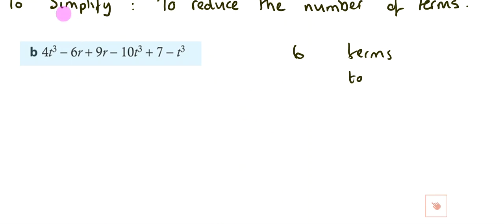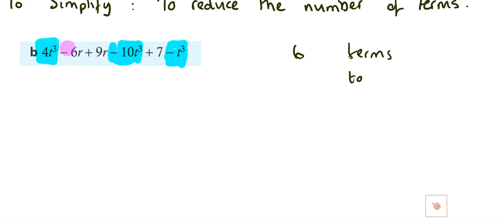Hopefully you got it. So I'm just going to go through. I've got 4t cubed. Is there a like term to 4t cubed? It's not 10, it's negative 10. I'm being a bit fussy, but that's why Rory made his mistake. It's a negative 10t cubed. And then there's another negative t cubed. Oh, no, minus 2. You've got to take the sign that comes before the term.